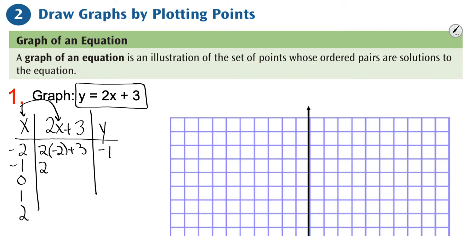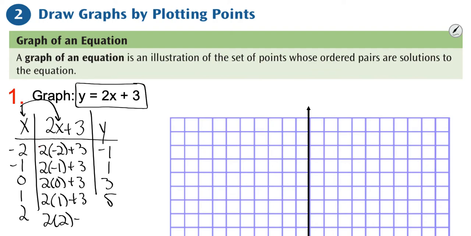Okay, so let's do it again for the -1. 2 times -1 is -2, plus 3 is 1. And then we do it with the 0, and it's just kind of a pattern here. 2 times 0 is 0, plus 3, we get a 3. 2 times 1 is 2, plus 3, we get a 5. 2 times 2 plus 3, we get a 7.